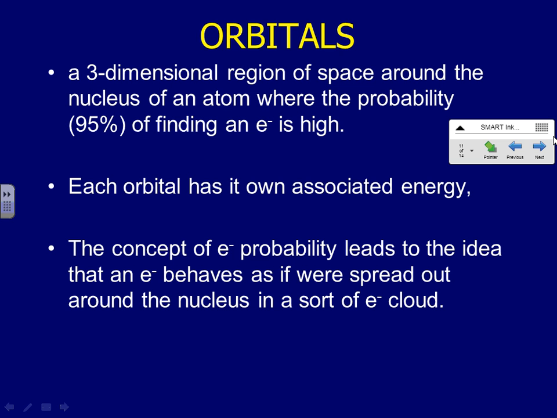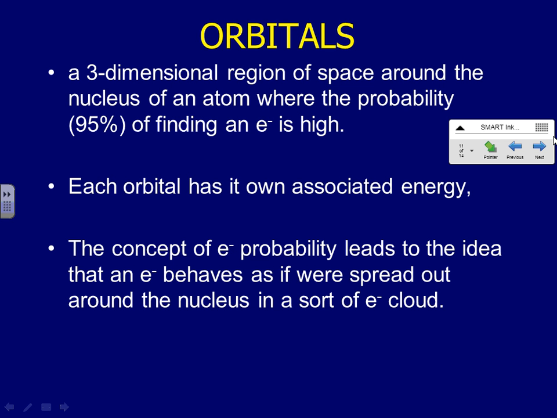Okay, so what is an orbital? And this is where you really have to pay attention. It's a 3-dimensional region of space around the nucleus where we have a probability, and we define it as chemists 95%. We're going to say 95% of the time the electron is going to be in this space. That's good enough for us of finding the electron. Each orbital has its own associated energy. The concept of electron probability leads to the idea that the electron behaves as if it were spread out around the nucleus.